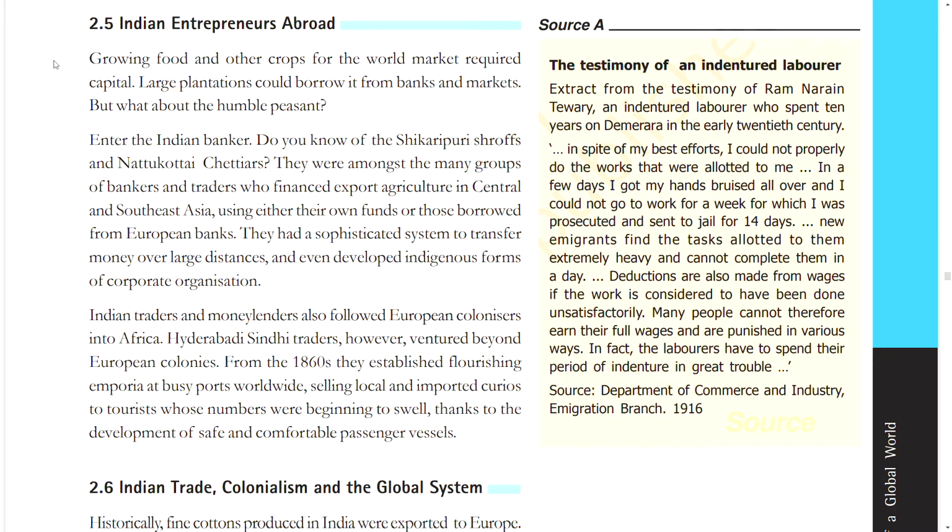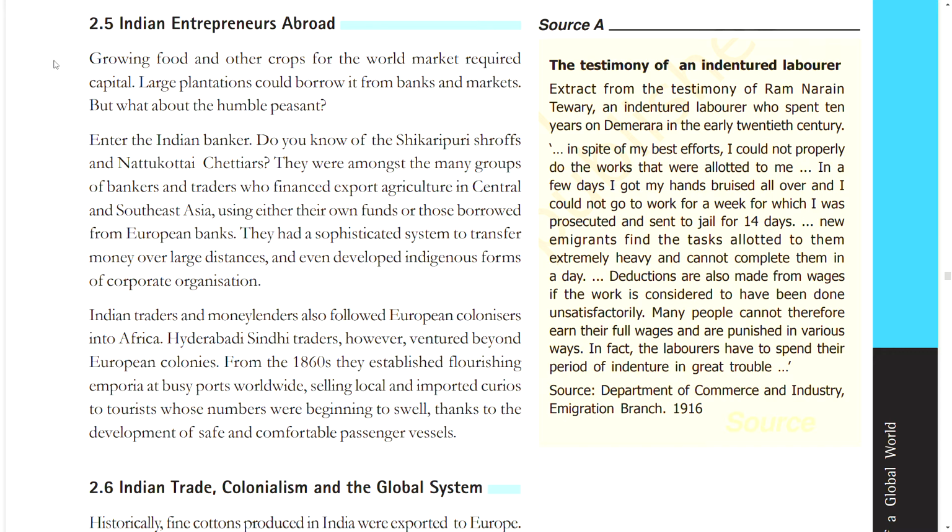Growing food and other crops for the world market required capital. Large plantations could borrow it from banks and markets. But what about the humble peasants? Enter the Indian banker. Do you know of Shikaripuri shroffs and Nattukottai Chettiars?